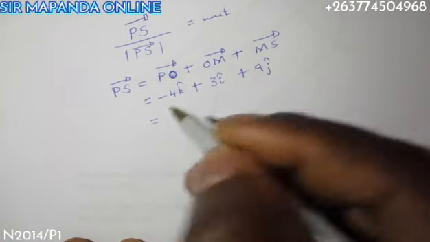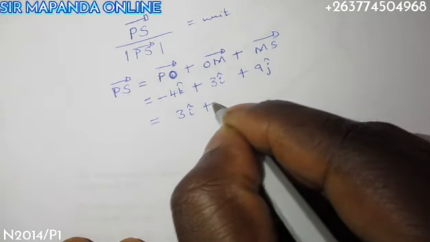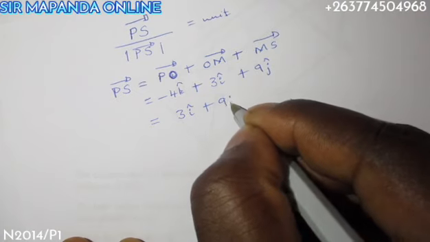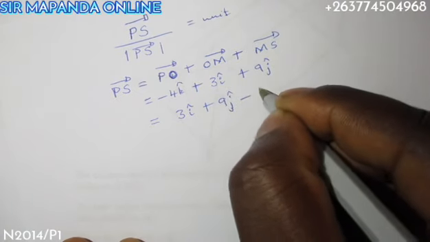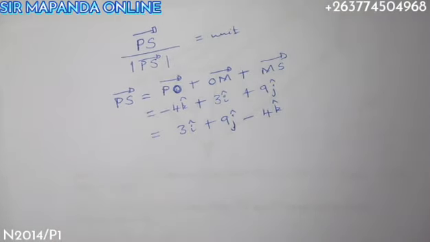So when writing our answer, we start with i first, 3i, followed by 9j, and lastly minus 4k. So this is our PS. I hope you are following.